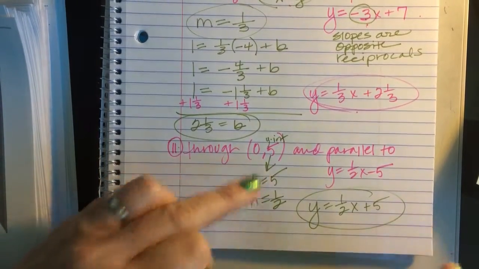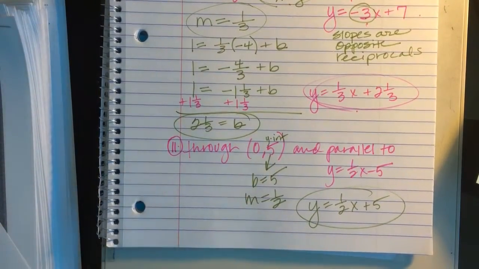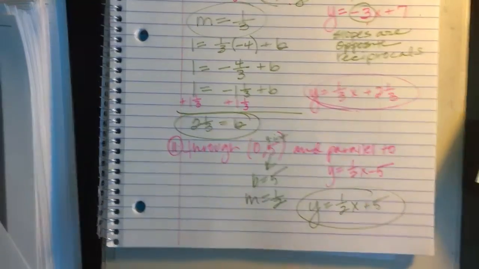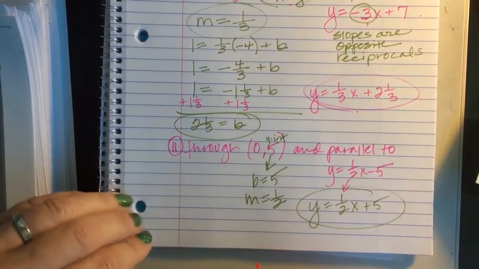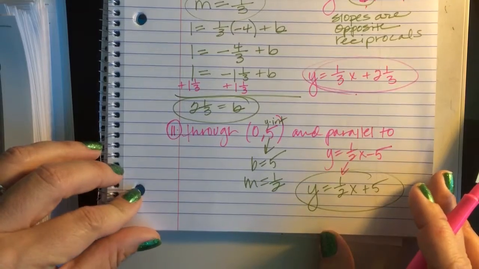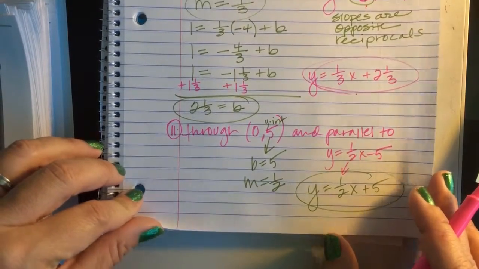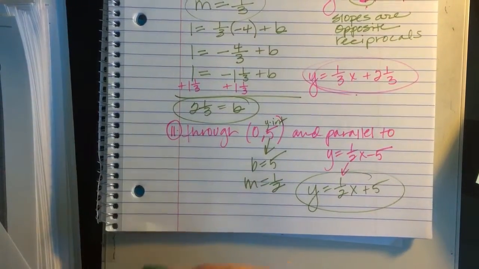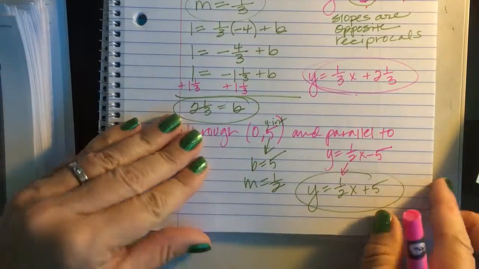Again, the y-intercept is the y value when x is 0. And parallel means they have the same slopes. I didn't have to do any calculations there. Parallel has the same slopes. Y-intercept is when x is 0.